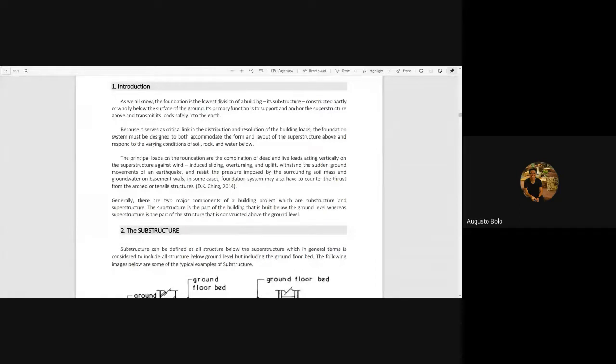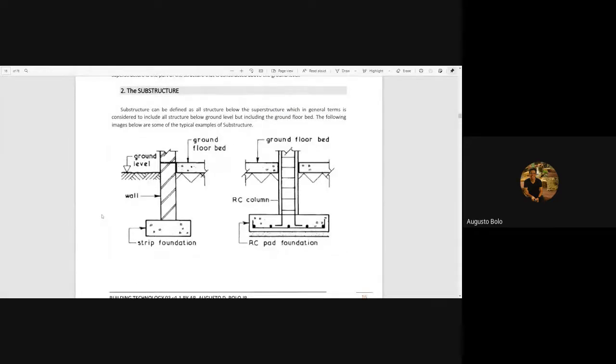Okay? So, generally, there are two major components of the building, the substructure and the superstructure. Substructure is, of course, our foundation system, and the superstructure is from the level 0 of the ground above, those are the superstructure. So, yun. So, ano ang mga nasa substructure and how can we define substructure?